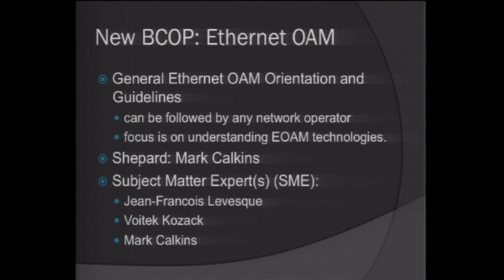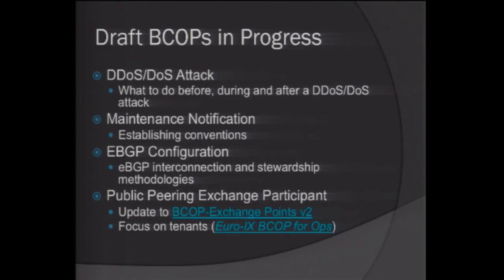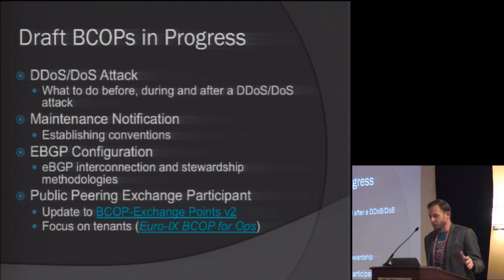But headline here, new BCOP. Again, it's at that site, bcop.nanog.org, if you want to check it out. There's a few others there, and we have some in progress. There's right now, I think, 4 documents. The maintenance notification is brand new, so it's not quite in progress, I guess, but it's something we're going to talk about today.